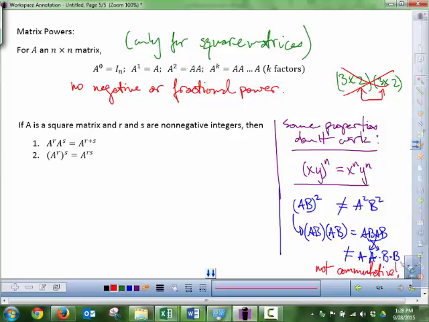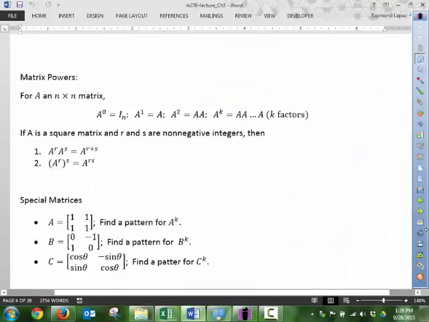So there are restrictions to these properties that we take for granted for real numbers that we have to be a little bit more careful with when we're dealing with matrices. All right? Okay, along the same lines as the powers are a couple of matrices that are interesting.